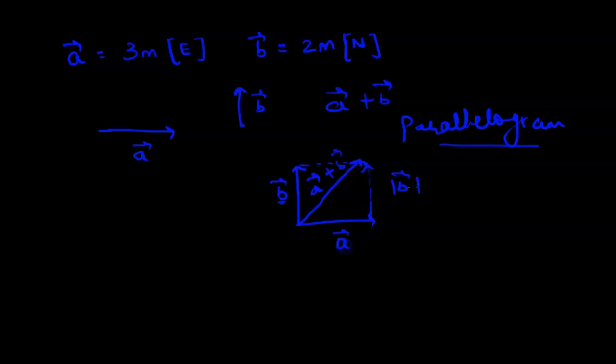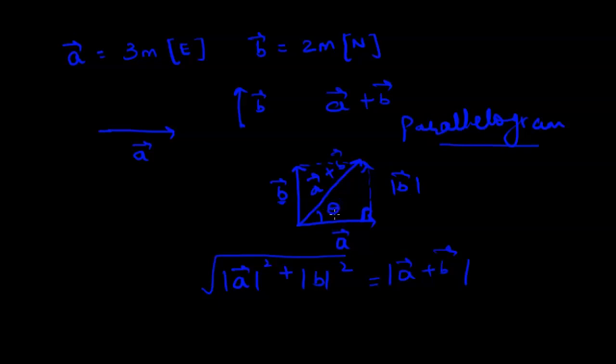And now the sum of A and B is still going to make a triangle, which is a right angle triangle. So the square root of the sum of the squares of the A and B magnitudes will give us the magnitude of the sum. We can use the same method of addition, that is the Pythagorean theorem. Then we can use tan theta to find the angle theta.